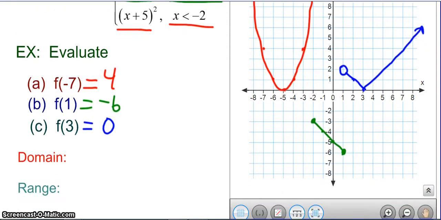Okay. So now the last thing I want you to do, again, pause the video here in a second and figure out what is the domain and the range of this function. So go ahead and pause the video and then we'll come back.